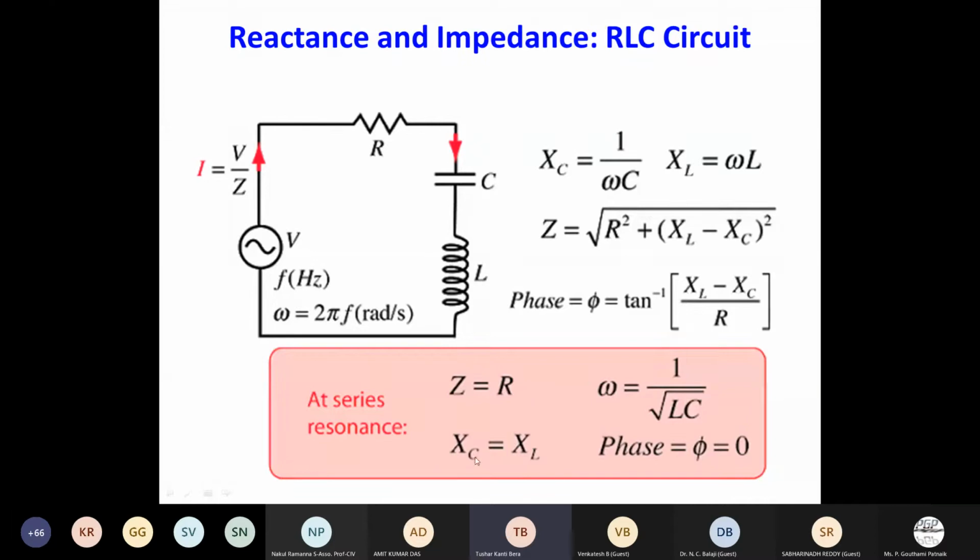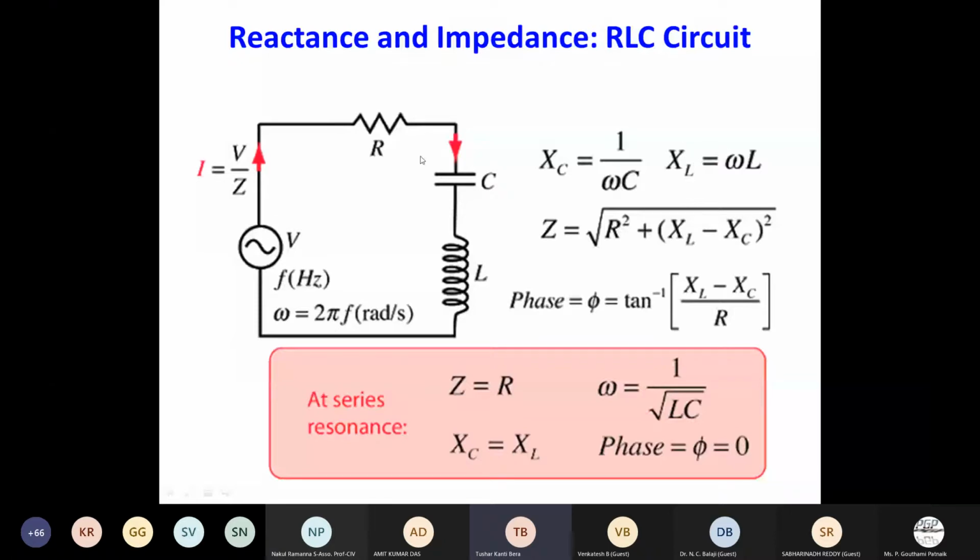the capacitive reactance and inductive reactance both are functions of frequency, because the capacitive reactance amplitude is 1 by omega C, and the inductive reactance is omega L. So omega is 2 pi f, where f is the frequency. Capacitive reactance is 1 by omega C, and XL, that is inductive reactance, is omega L. So here you can see that everywhere the frequency is there.